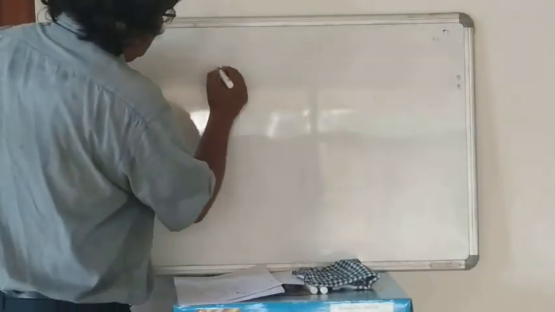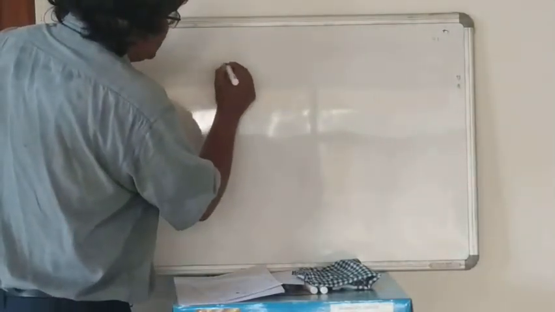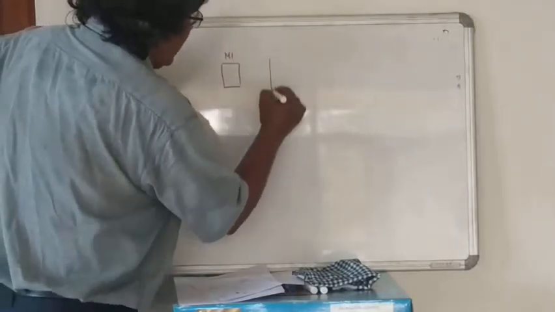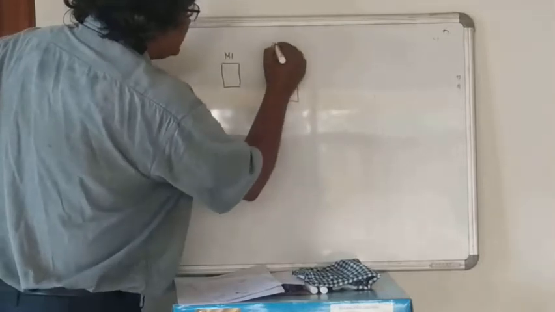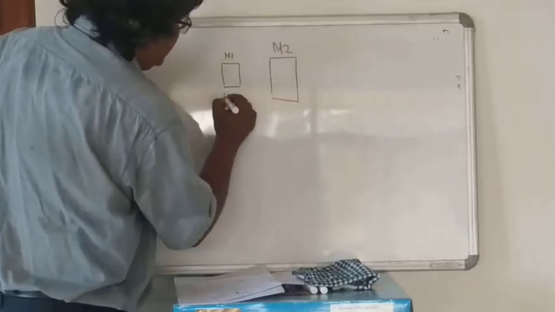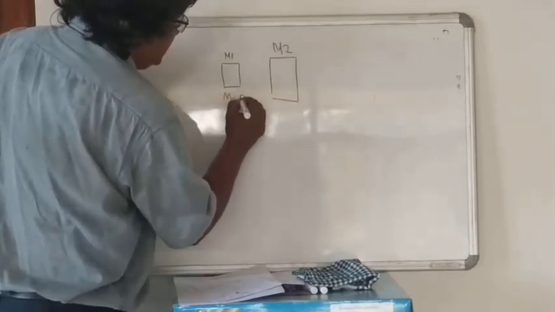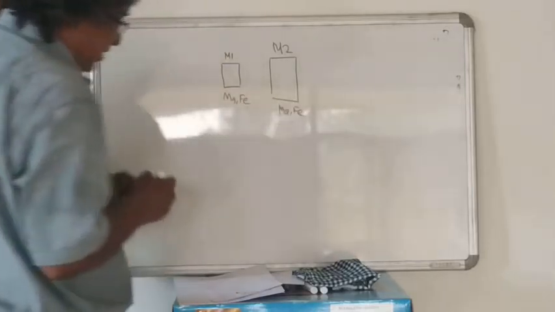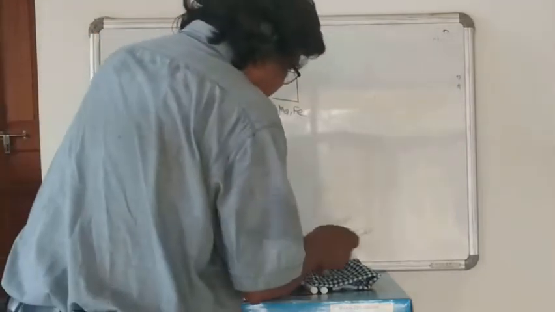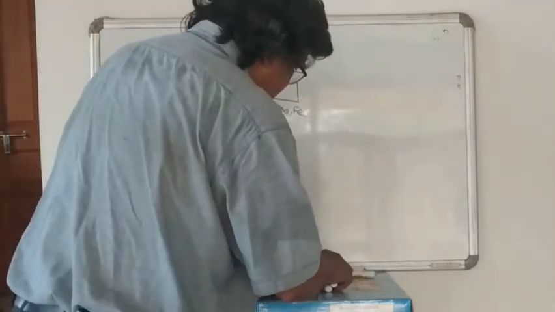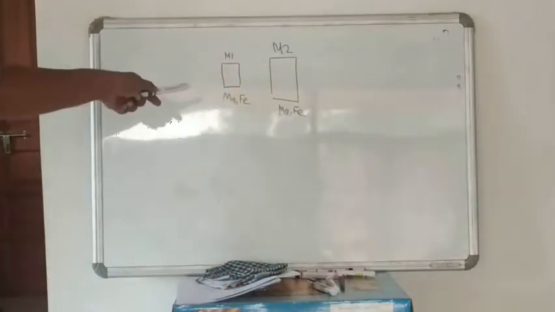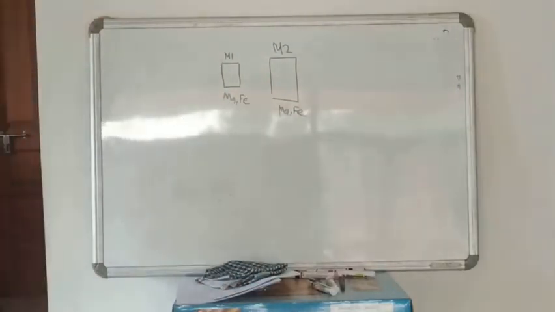So we have a situation where you have a smaller M1 site and a larger M2 site. Both contain magnesium and iron, and I don't even know whether you can see what I'm writing. I will try some other pens. Magnesium iron and magnesium iron.